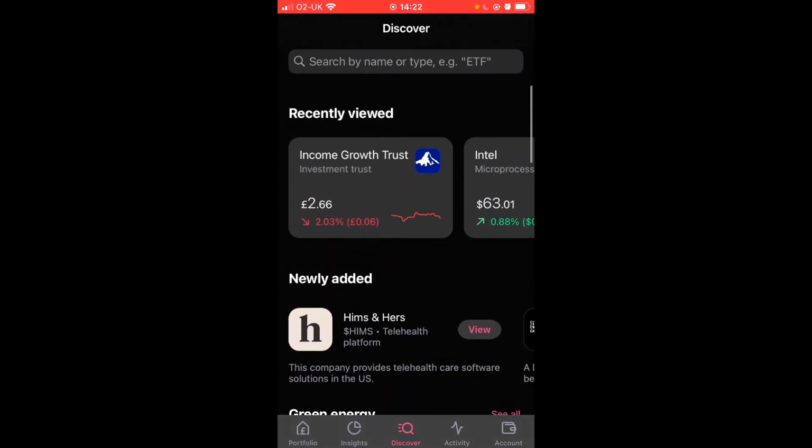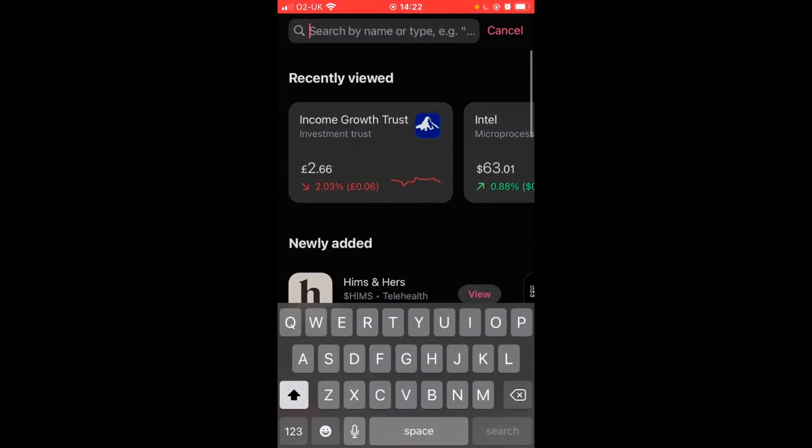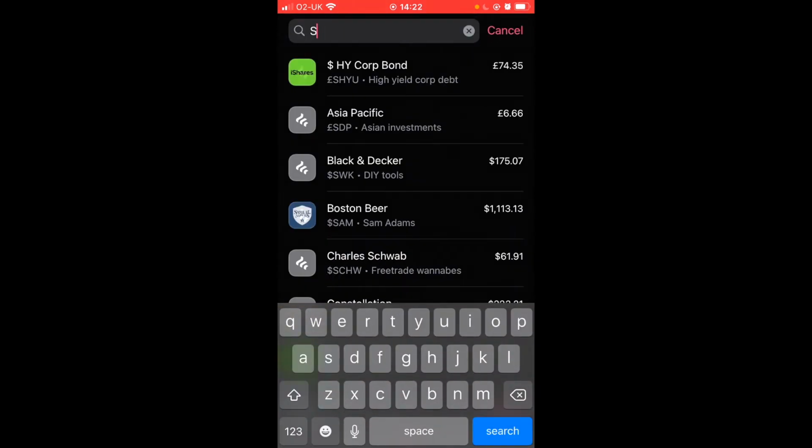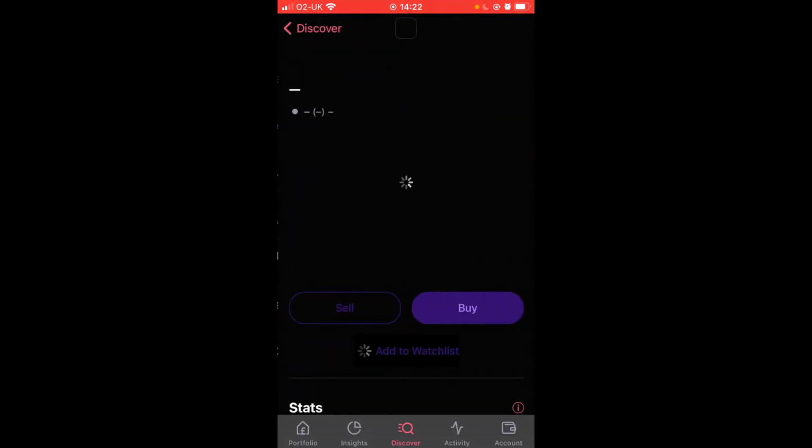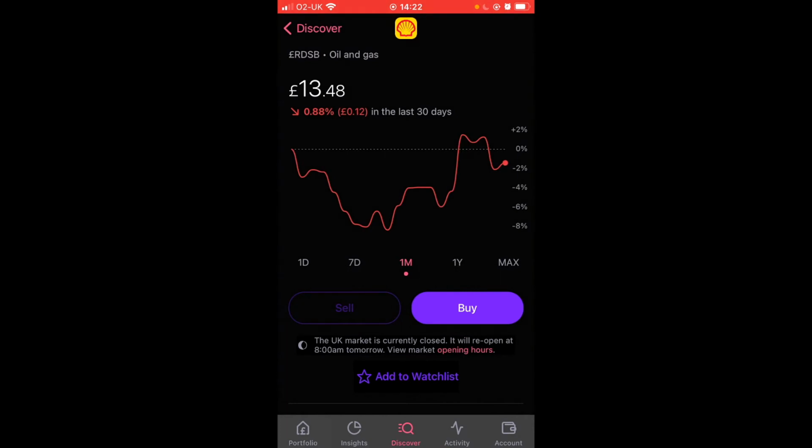However, the main feature here is the search. So let's say you wanted to search for a UK equity, you could just search for Shell, look at the different stocks, and it gives you a quick snapshot of what the current stock price is on the right hand side, and then you can select that stock and go into purchasing it.